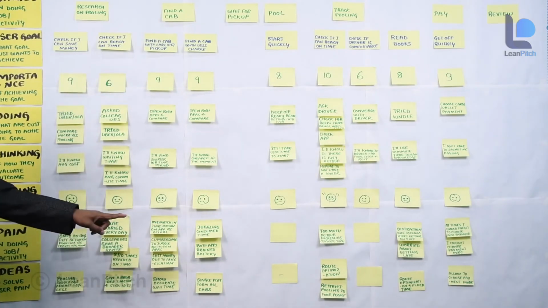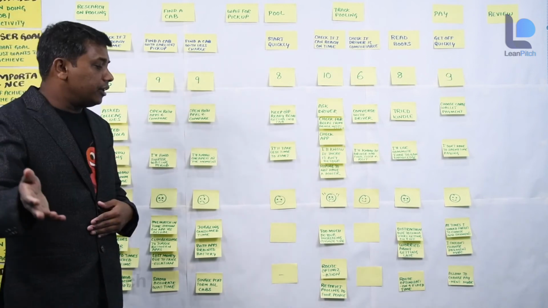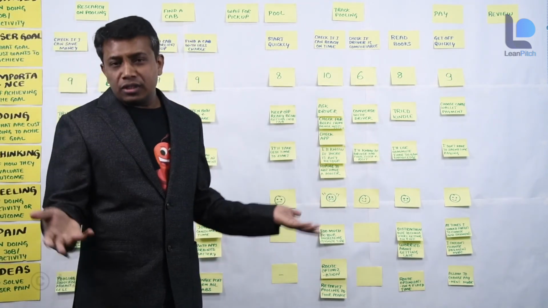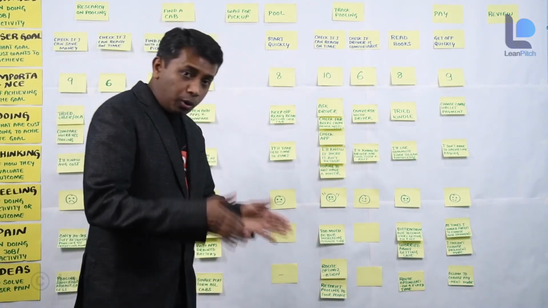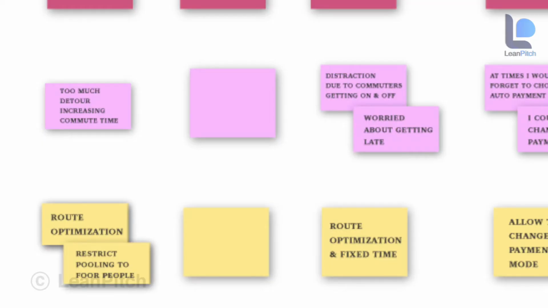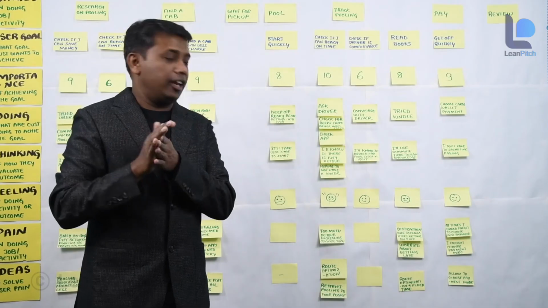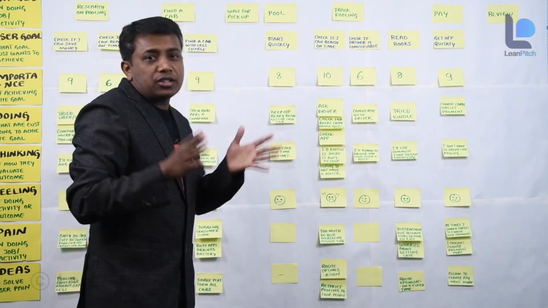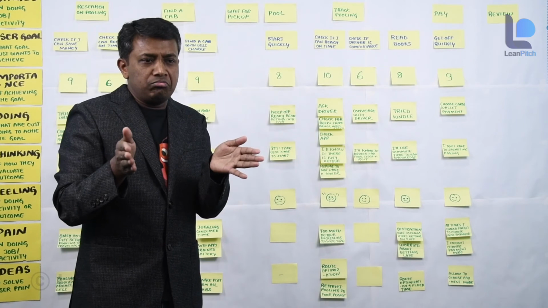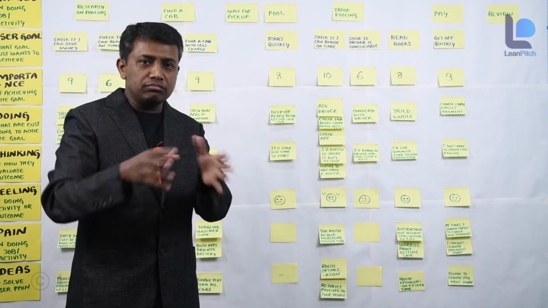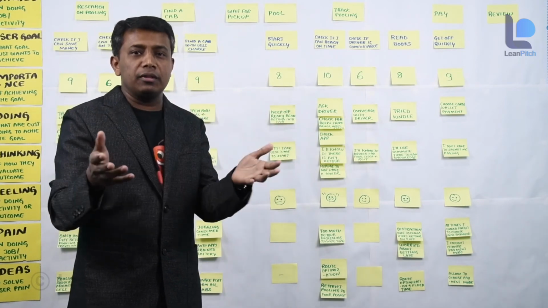So his suggestion, the ideas. When there is a pain and you ask users for ideas, they might have certain ideas. So he said, optimize the route such that, okay, I'm going from A to B, pick up only people on that straight line, and also restrict pooling to maybe 3 or 4 people instead of loading the car with multiple people.